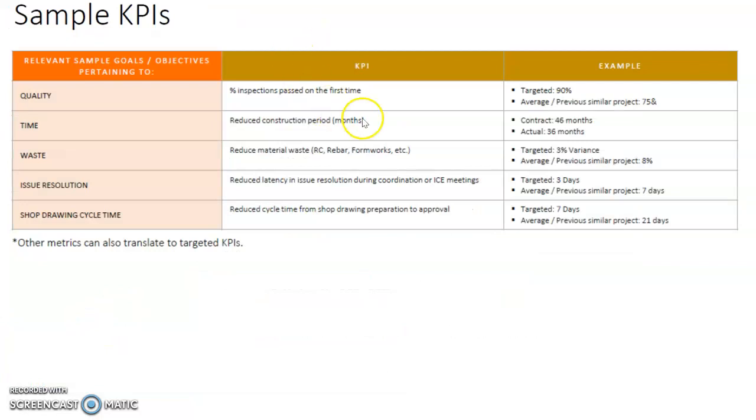You can also create your key performance indicators in relation to quality, time, waste, issue resolution, shop drawing cycles, and your targets and how you want to measure against these targets for your key performance indicators.